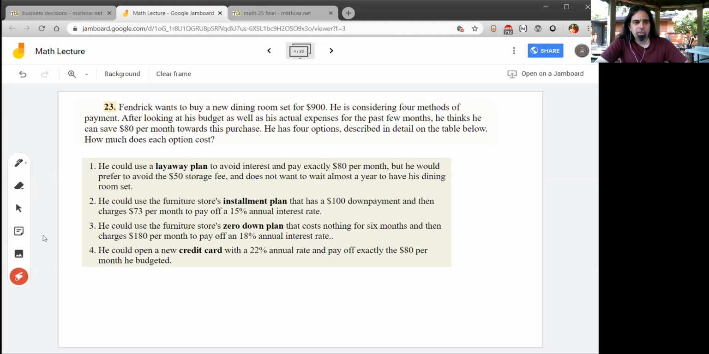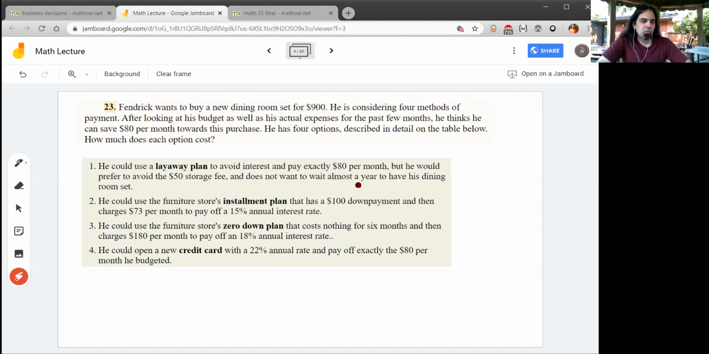He could use his layaway plan. That would have no interest. He would pay exactly the $80 a month that fits his budget. He has a $50 storage fee, but the big problem is he would have to wait almost a year to actually get the thing because it's in storage the whole time.